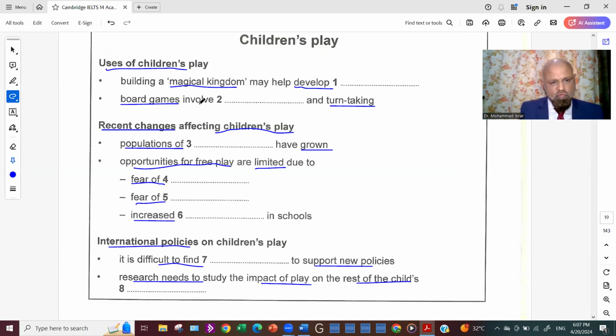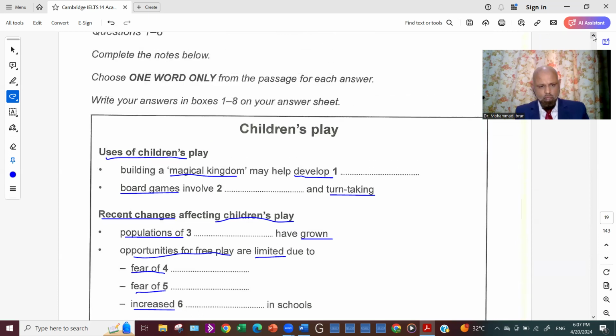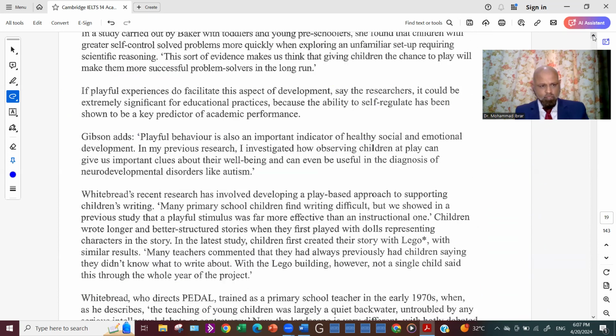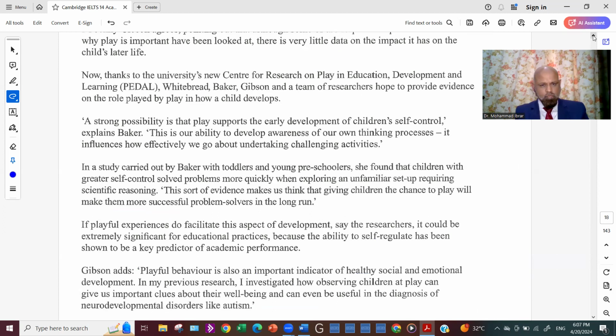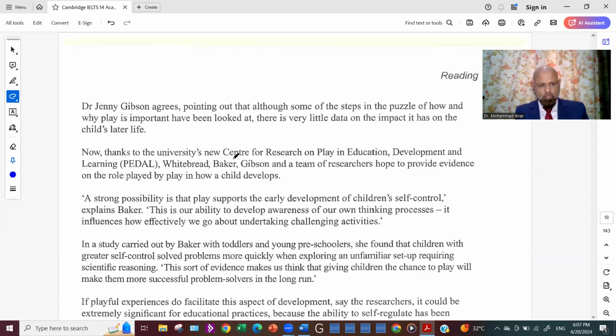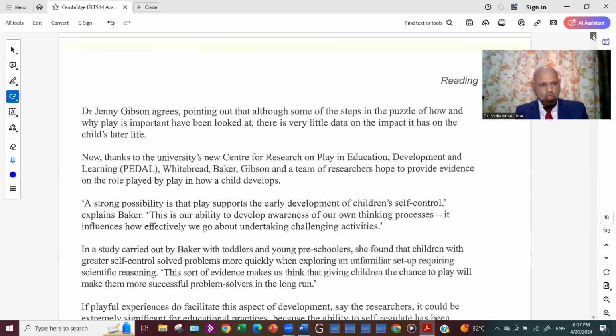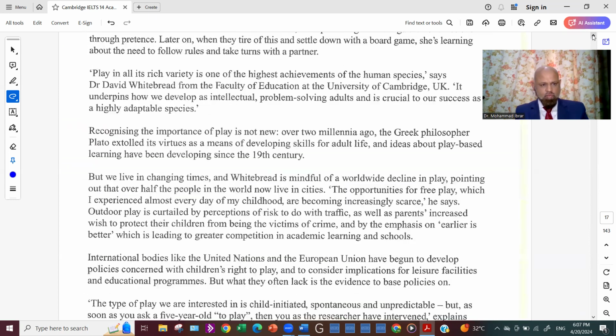Now, board games involve turn taking. So, board games does something. It maybe helps improve turn taking or something. Now, let's go back. Board games. Go to the first page. Yes, here it is.